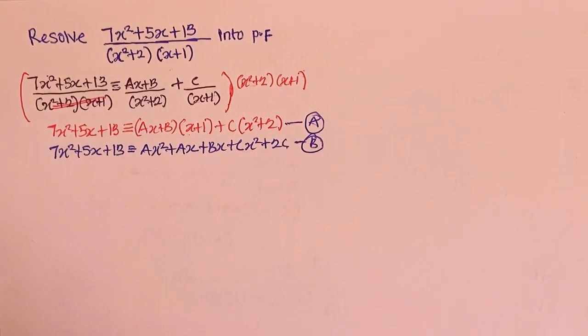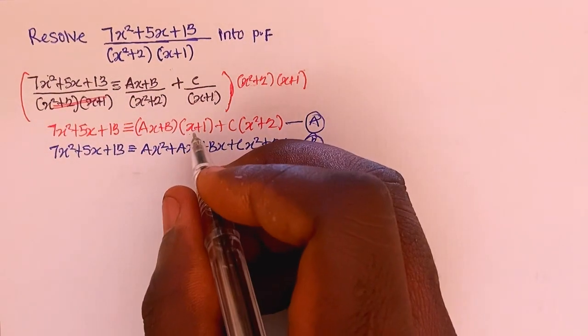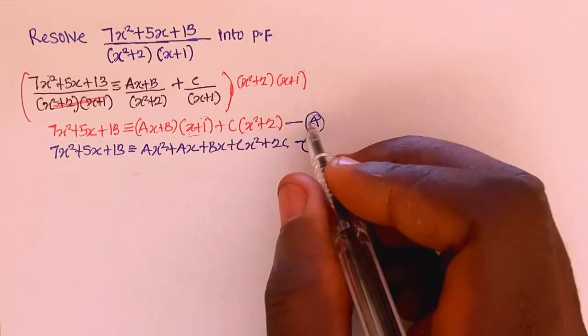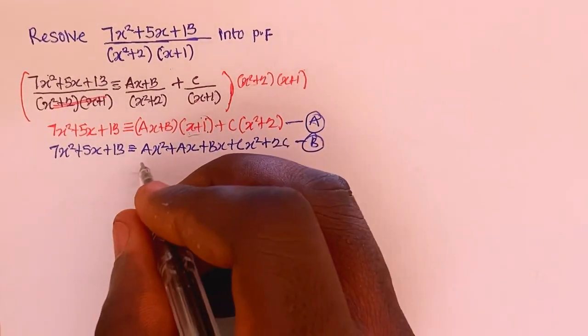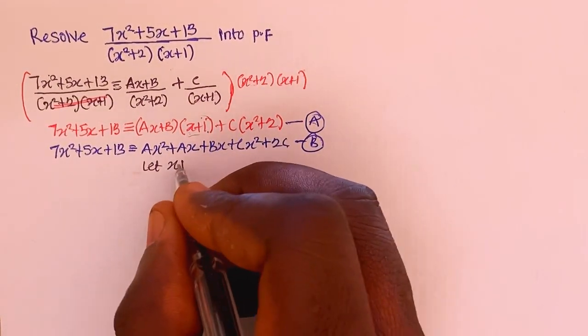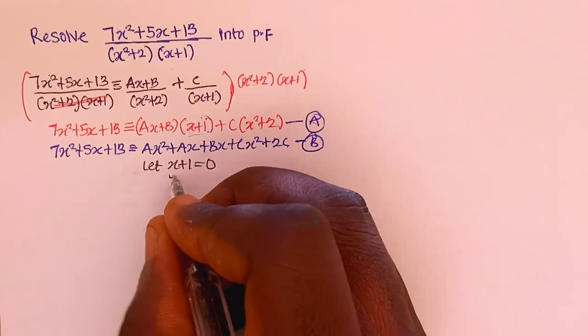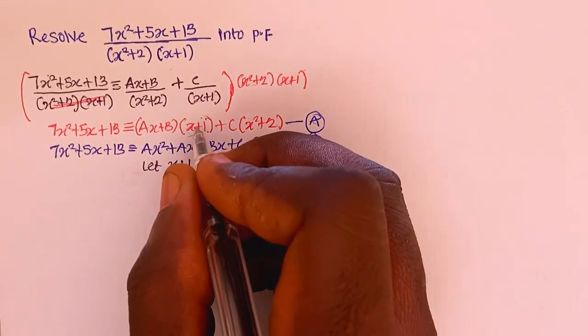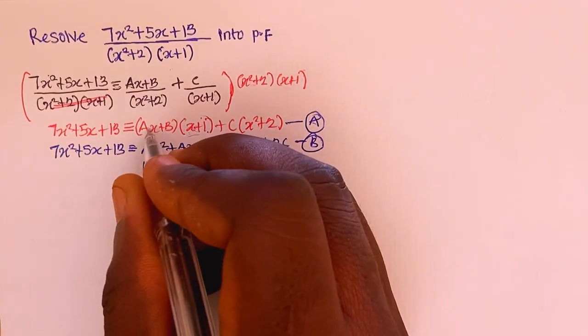So now I'll go ahead and use the assume method on the linear factor that is found in expression A, which is x plus 1. I'll just say let x plus 1 equal 0. In this case, my x will be equal to minus 1. If x plus 1 is equal to 0, then everything here is 0. 0 multiplied by everything here is 0.